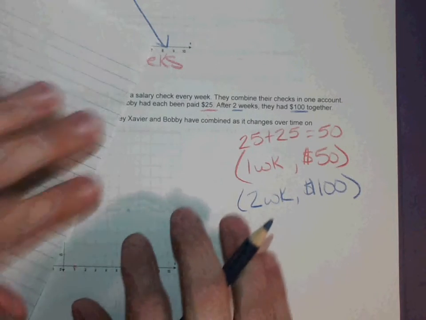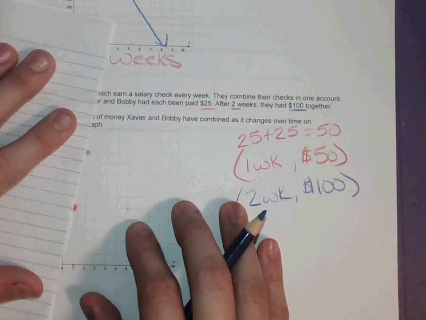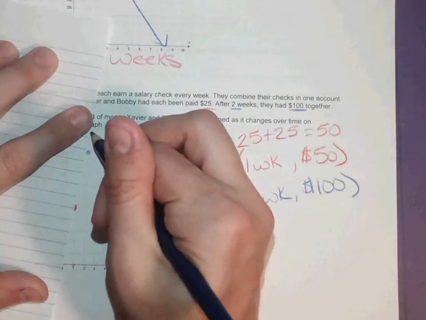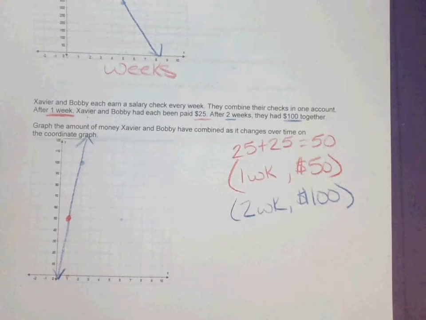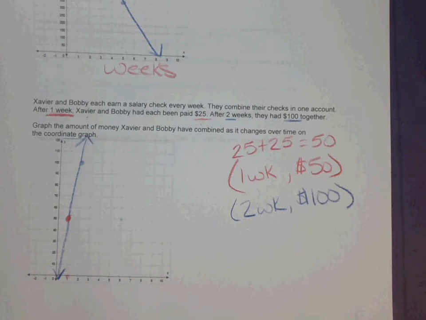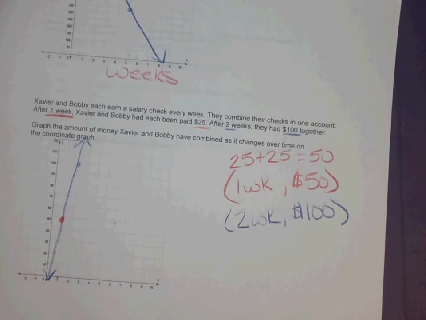Then all I have to do, I always use either a piece of paper or an index card just to help me get my lines a little straighter. It doesn't have to be perfect, just give you an idea. Okay, and I can graph my line there.